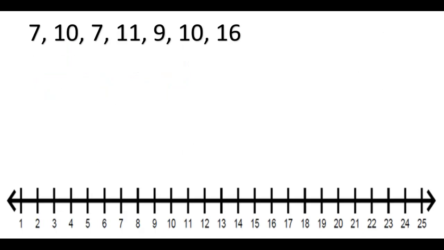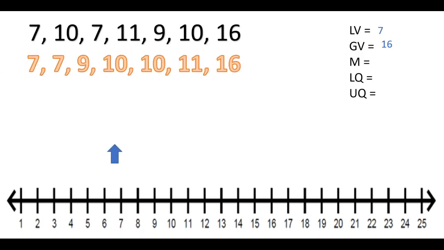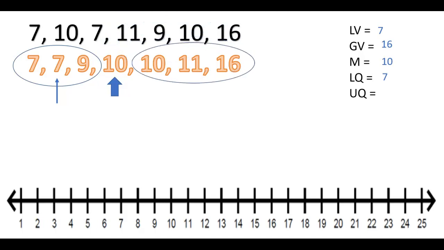We have 7, 10, 7, 11, 9, 10, 16 in our 5 points. Our least value is a 7. Our greatest value is 16. Our median, wait, gotta rearrange. Now, there's our median, right in the middle, 10. Our lower quartile, what's in the middle? 7. And our upper quartile, what's in the middle? 11. And now we just put our dots in, but pay attention.